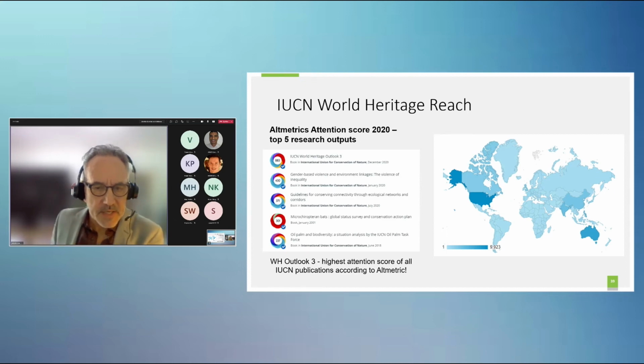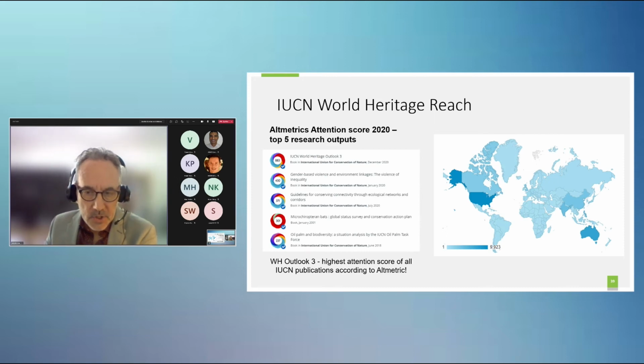World Heritage has tremendous reach and traction. So IUCN's World Heritage Outlook, which is the assessment of the condition and forward prospects for all natural World Heritage sites, was the highest rated research output in 2020 for IUCN. So this is right up there with the Green List in terms of our access and penetration to the global community. The diagram on the right shows the uptake of World Heritage Outlook through the website, which is pretty much global now. Next slide.